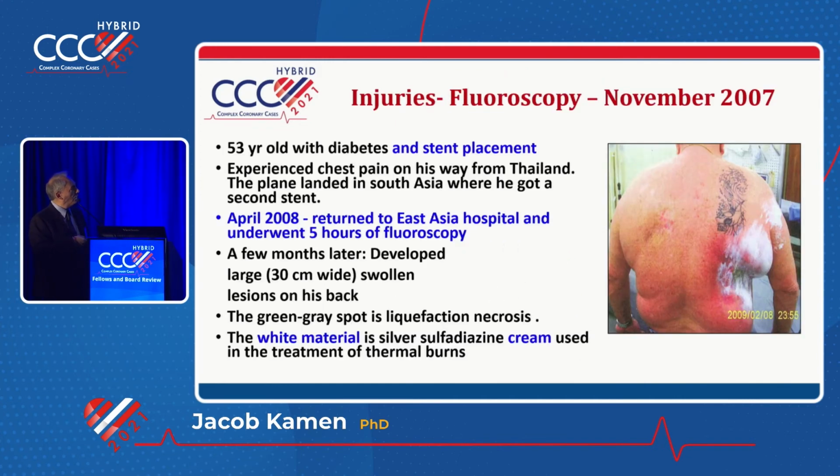Now, in 2007, there was a 53 years old and he had a stent replacement. Then again, in 2008, he returned to East Asia and had 5 hours of fluoroscopy. That's a long, long time of fluoroscopy. And you could see exactly what happened to his skin. And this white stuff that you see is because of a cream, because of the pain that he was going through.